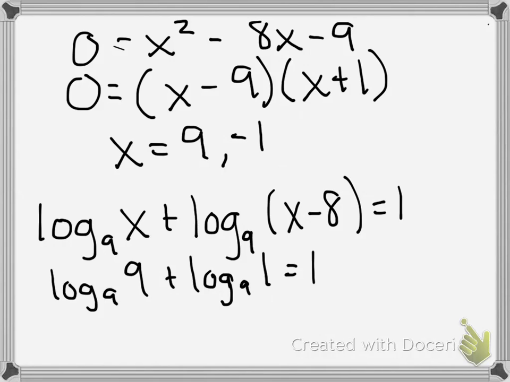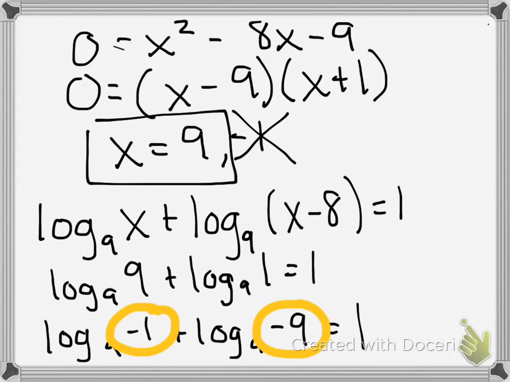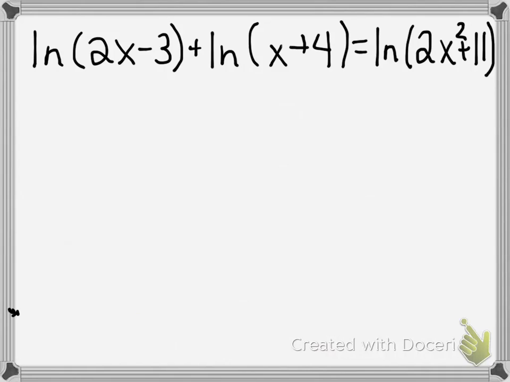But if you plug in the negative 1, you get log base 9 of negative 1. You guys know that you cannot take a log of a negative number, so you should automatically recognize that something's wrong. And over here you get log base 9 of negative 9. So that does not work because you're taking the log of negative numbers. So you need to go and cross out that answer. It doesn't actually work. Our only answer is x equals 9. So it's really important that you go through and plug your answers back in to make sure they work.